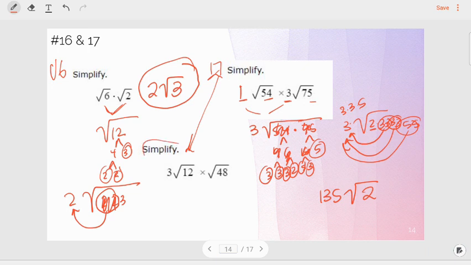Similarly, I would do this problem right here. So multiply the outsides. 3 times 1 is 3. 12 and 48, I'm going to leave them separate. 12 simplifies to 4 and 3. 4 simplifies to 2 and 2. 48 simplifies to 6 and 8. 6 simplifies to 2 and 3. 4 and 2. 2 and 2.